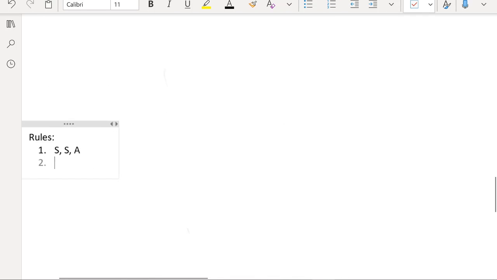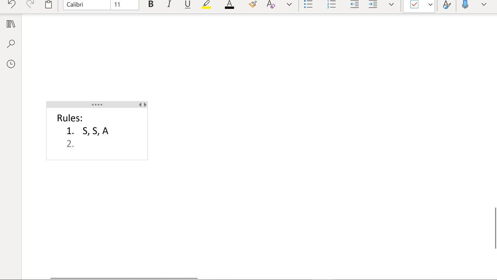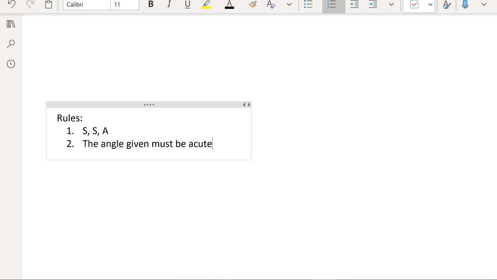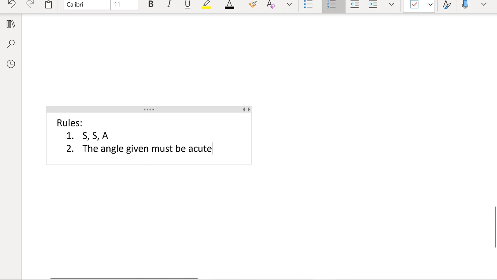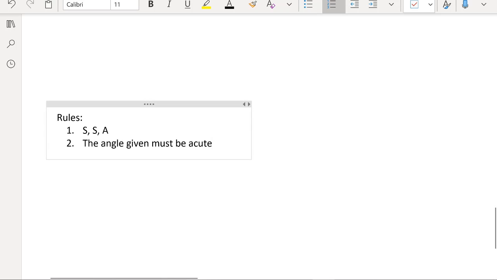Okay, I'll zoom in on this a little bit here. It has to be side angle. And then number 2, it has to be acute. The angle given must be acute. Because if it's not, then you can tell you're not going to have 2 triangles. And the ambiguous case usually means that there's 2 triangles. It's ambiguous, meaning it's unclear how many triangles you have. That's what the whole thing means, really.